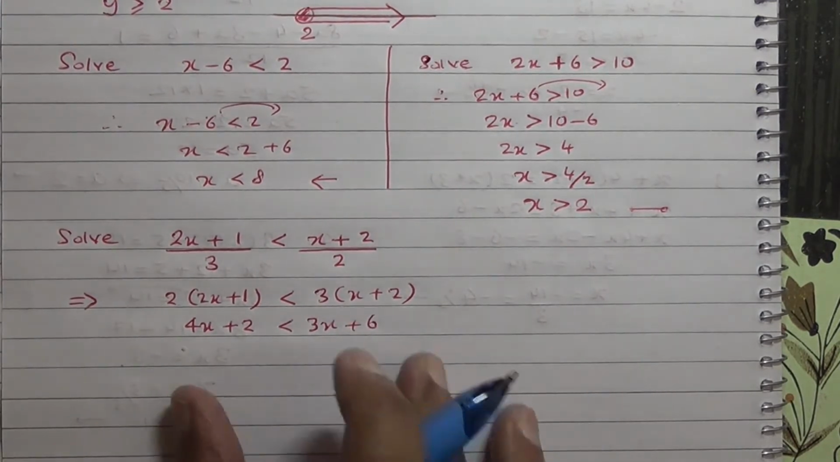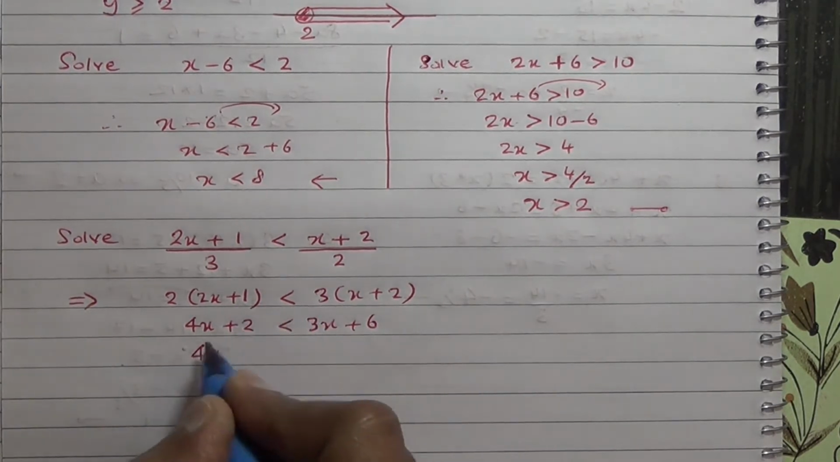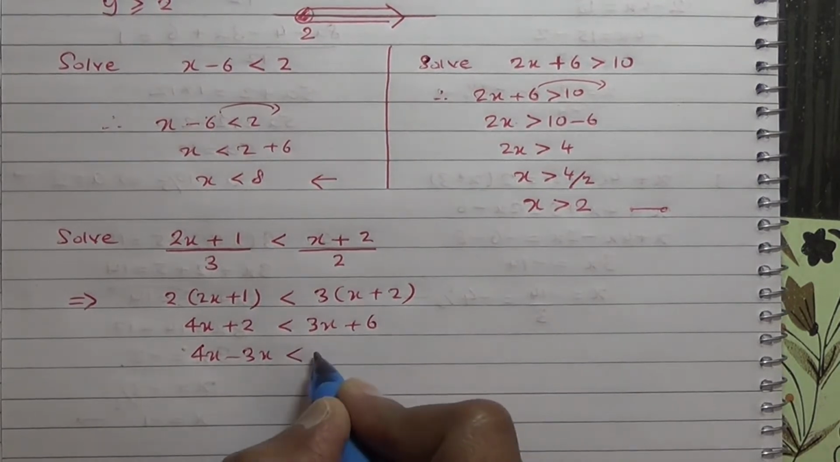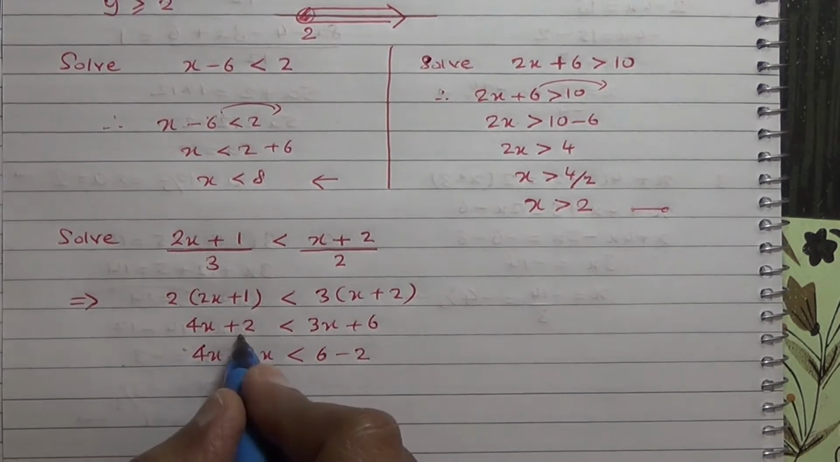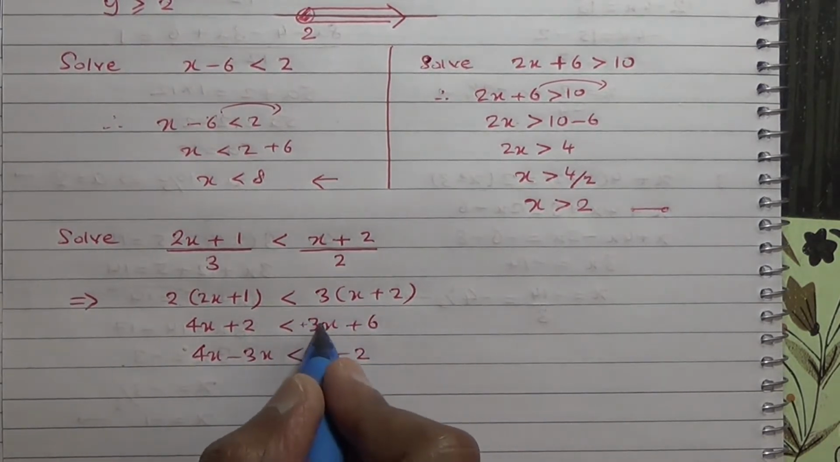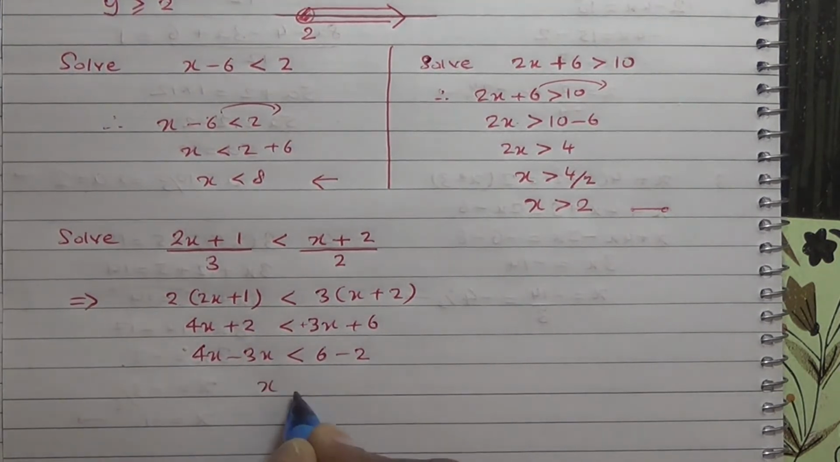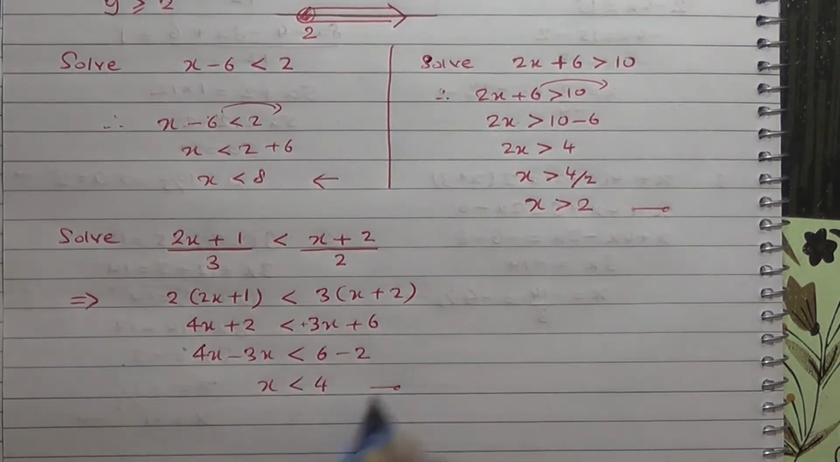From here you have to rearrange. So you can say 4x, you can send the 3x on this side, becomes minus 3x, is less than 6, and the 2 can go there, becomes minus 2. This is plus 2, it goes on the other side, becomes minus 2. Plus 3x comes here, becomes minus 3x. So 4x minus 3x is x, less than 6 minus 2 is 4. And here we are, that's been solved.